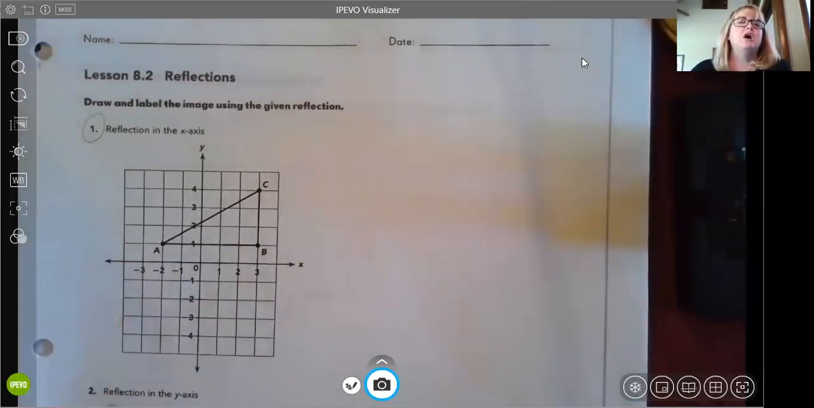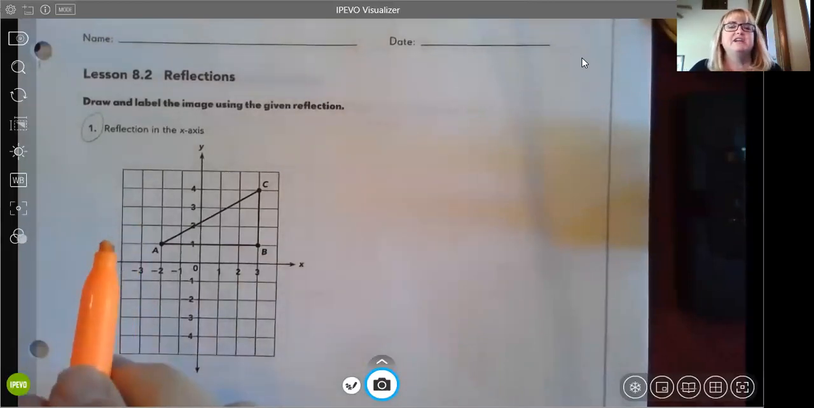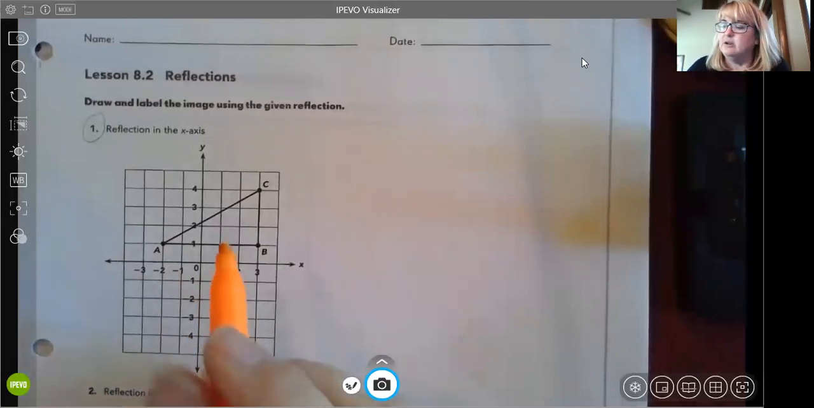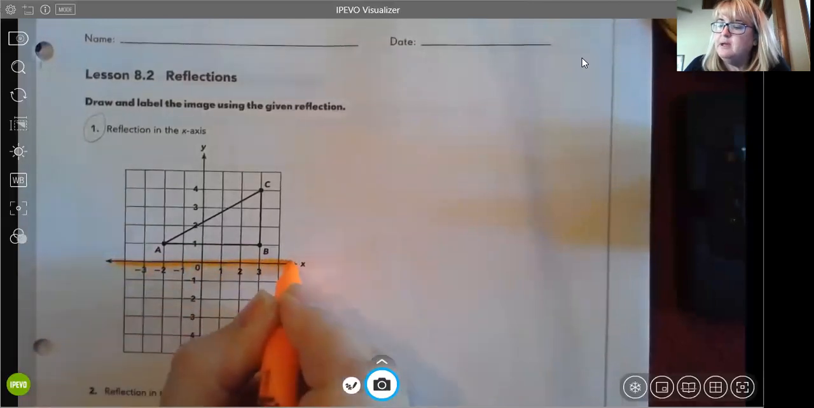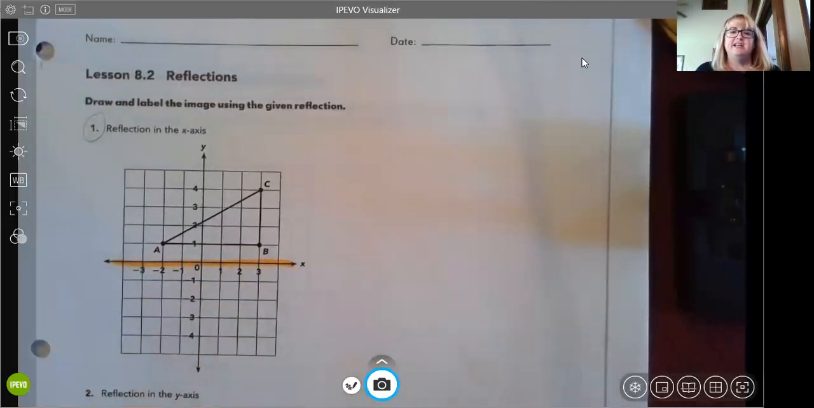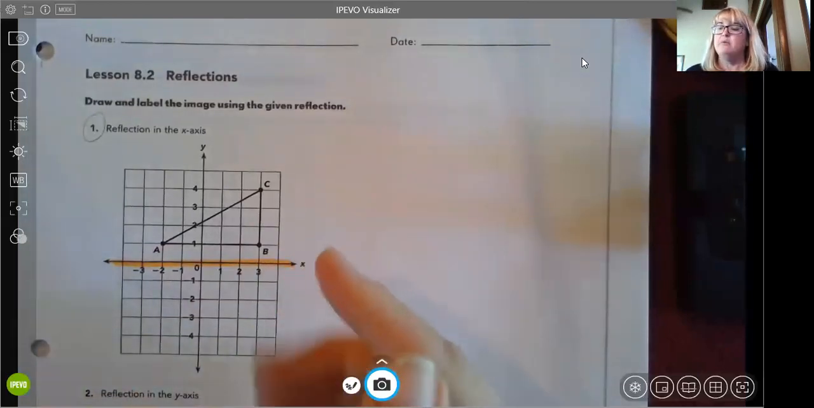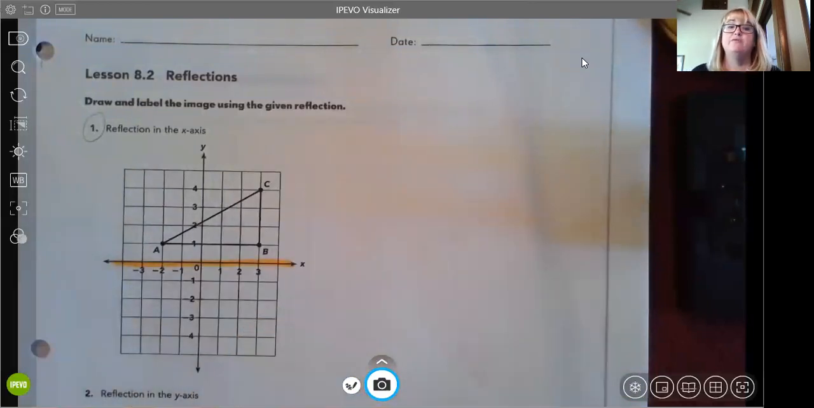Okay, so it says draw and label the image using the given reflection. One says a reflection in the x-axis. That means that the x-axis is our line of reflection, so I'm going to highlight that line. We're going to take this triangle and reflect it down over the x-axis. Each point in the reflection is equidistant from the line of reflection.